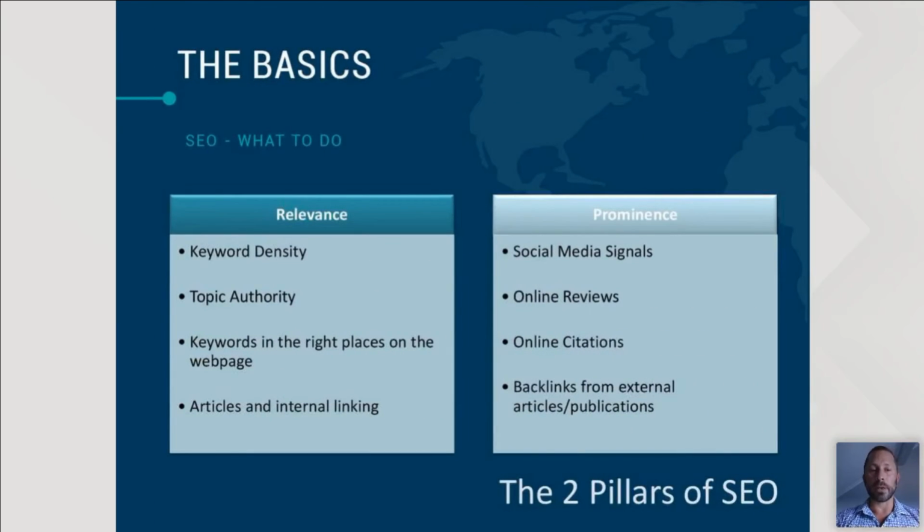So the basics, how do you get up the rankings? That's the $1 million question. It comes down to 2 things, and these are our 2 pillars of SEO. Firstly, you have to be relevant, and then secondly, you have to be prominent.